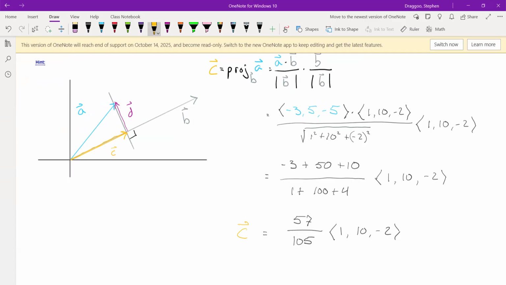Notice in the end, our parallel projection, when we're projecting A onto B, our result is a vector that goes in the same direction as B. Right? It's just some scalar multiple of B, which ought to make sense. Again, if we check back on the diagram, that yellow vector is just a piece of the gray vector.